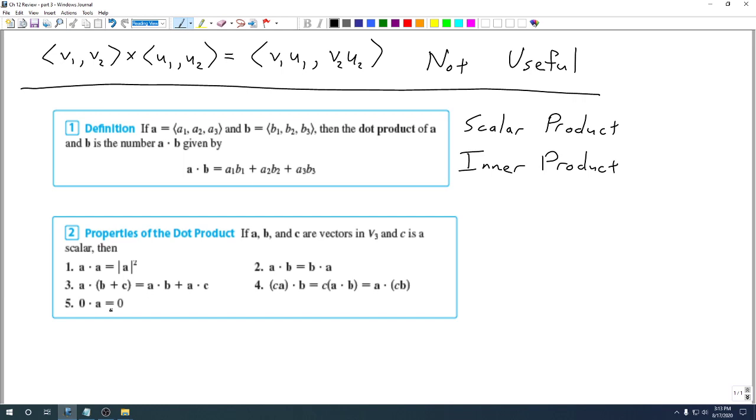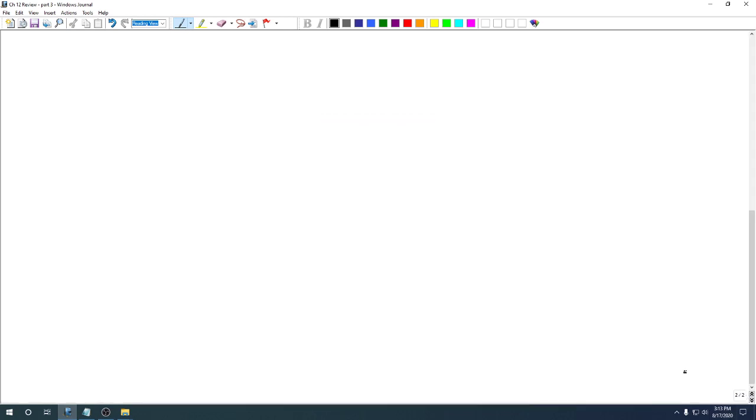And finally, if we're working with the zero vector, remember the zero vector is just the vector of all zeros. So in this case, if b were the zero vector, we'd basically be replacing b1, b2, b3 with zeros, and so we get 0 overall. So exactly the way we might expect it to behave. But those properties are not why we find the dot product useful.